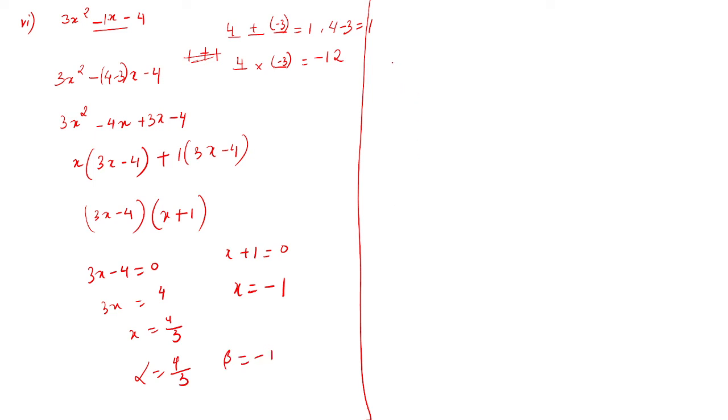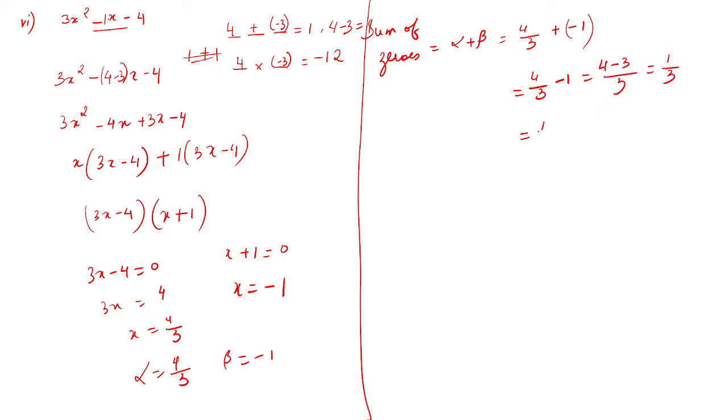So we found this. Now we have to find the sum of zeros. Clear? When you find the sum of zeros, it is alpha plus beta. So this is going to be 4 by 3 plus minus 1. Okay, plus of minus 1. So you take 4 by 3 minus 1. So this will be 4 minus 3 by 3. So this becomes 1 by 3. So our sum of zeros is 1 by 3.